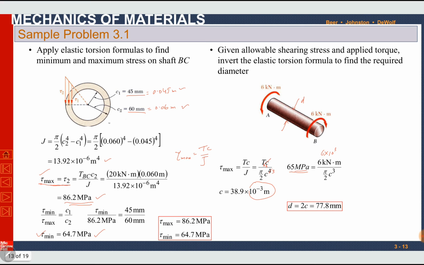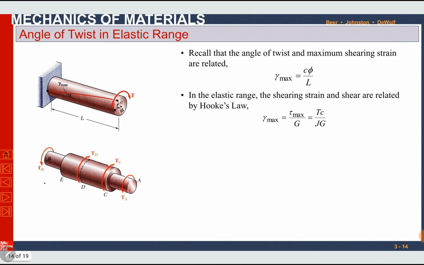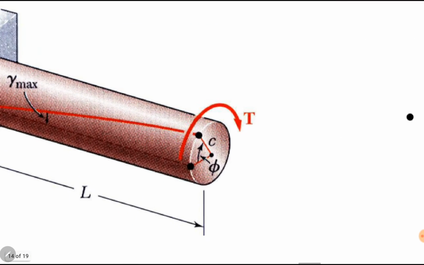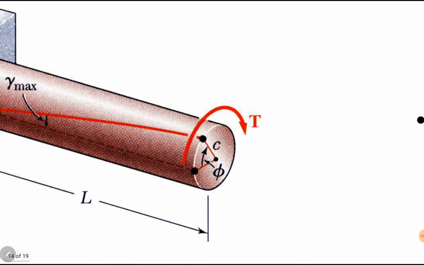Okay. Moving further, the next topic is angle of twist in the elastic range. We have found expressions for shear strain and shear stress. Now we will derive a small expression for angle of twist. What is angle of twist? Here phi is the angle of twist. After applying torque, the point A has moved to A dash and it is making an angle at the center, which is the angle of twist.